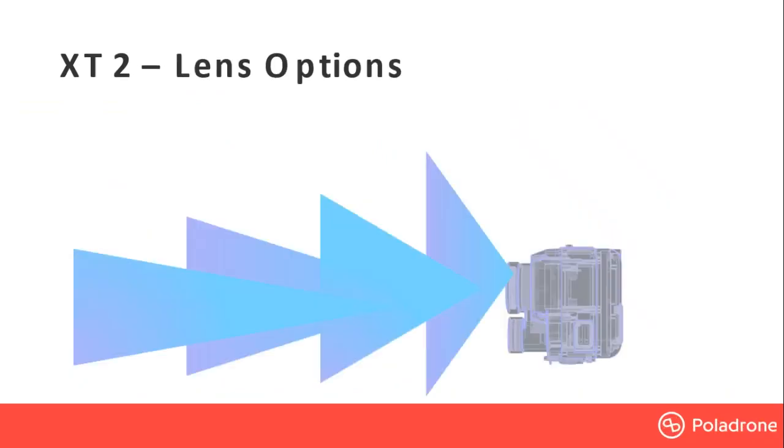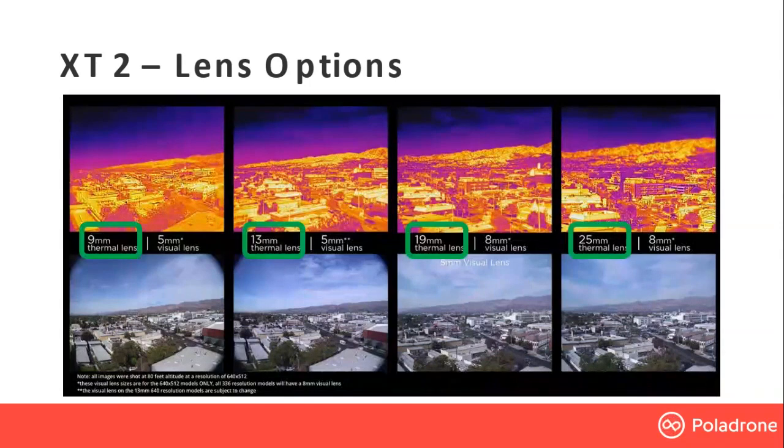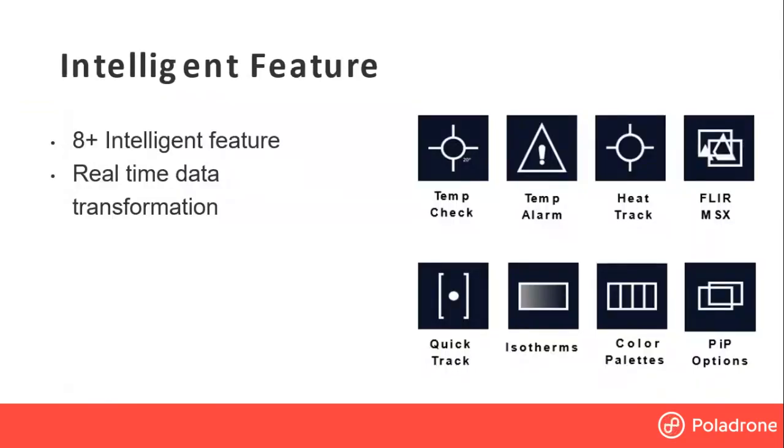And also the XT2 has 4 types of lens options, ranging from 9mm to 25mm. The common range chosen for industry usage is between 13 and 19. It is also equipped with 8 intelligent features, including temperature check, temperature alarm, heat track, FLIR MSX, quick track, isothermal, color palette, and PIP options. I'm going to explain them one by one in the next few slides.